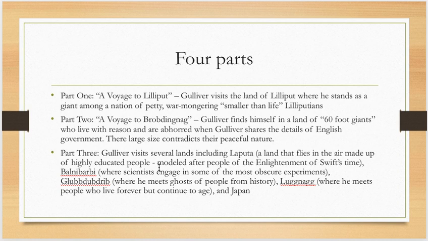In Part 2, A Voyage to Brobdingnag, Gulliver finds himself in a land of 60-foot giants who live with reason and are abhorred when Gulliver shares the details of English government. Their large size contradicts their peaceful nature.